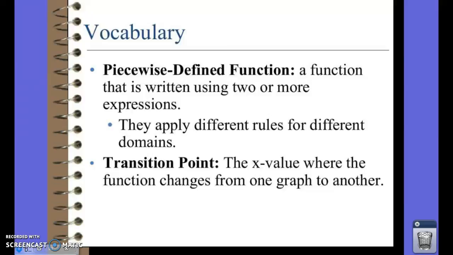We call those vertical lines you were drawing in transition points. A transition point is the x value where the function changes from one graph to another. Sometimes I will refer to transition points as breaking points. So another name for a transition point would be a breaking point.